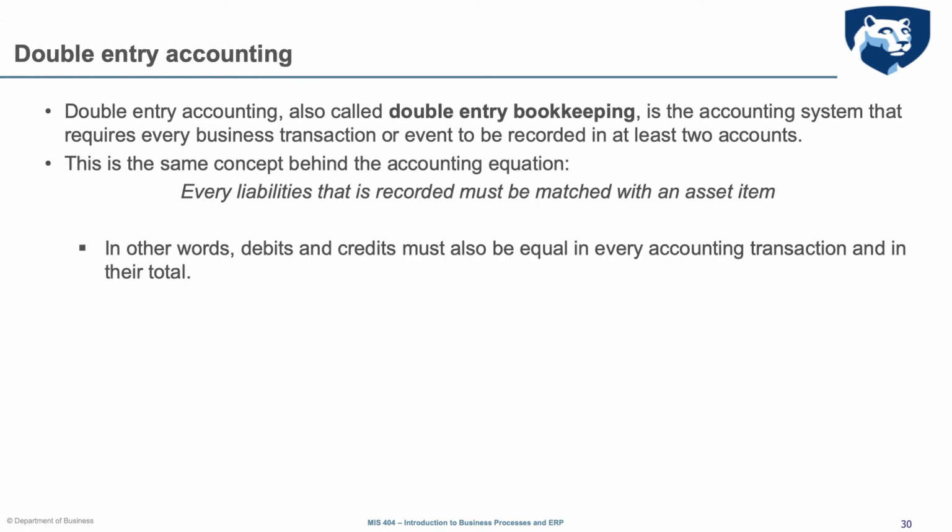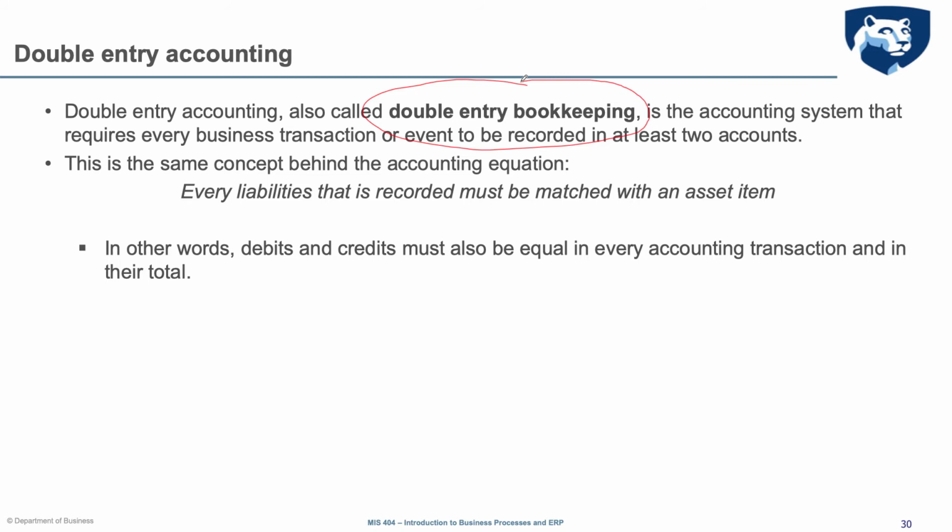The second important rule that you have to remember is the so-called double entry accounting, which is something I already mentioned. Double entry accounting, also called double entry bookkeeping, is the accounting system that requires that every time you record a business transaction in your financial statements, in particular the balance sheet and income statement, you have to record it in at least two accounts. It is called double entry because every transaction needs to be balanced. The record of one transaction needs to be balanced with the same record in another account.